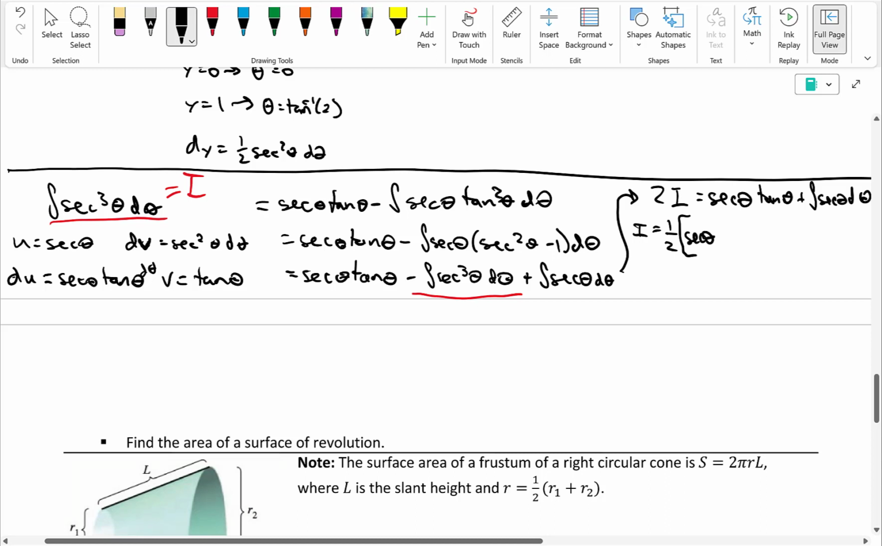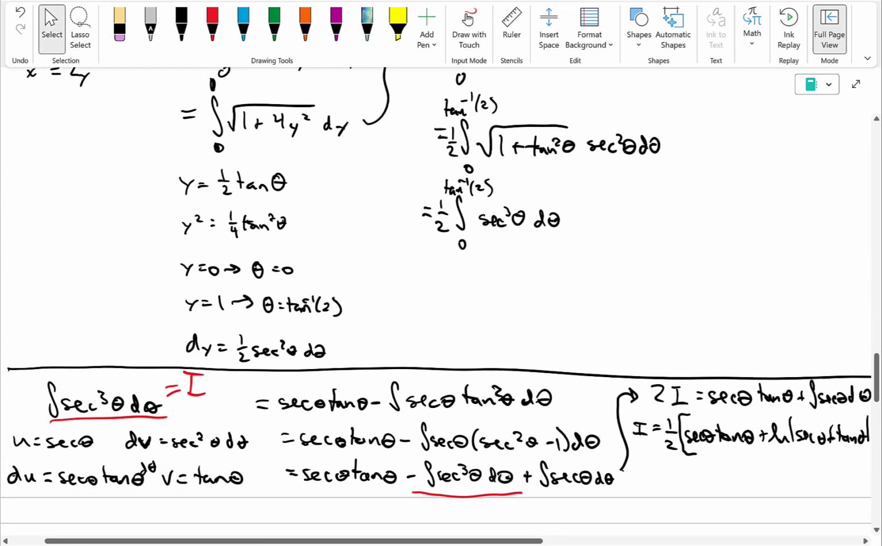And the secant theta tangent theta stays, plus our natural log of secant theta plus tan theta. All right, so that was our secant cubed with integration by parts we did back in 7.1, but that was maybe the last test, so you're seeing it again here. And then we can bring that stuff up so we can maybe finish.